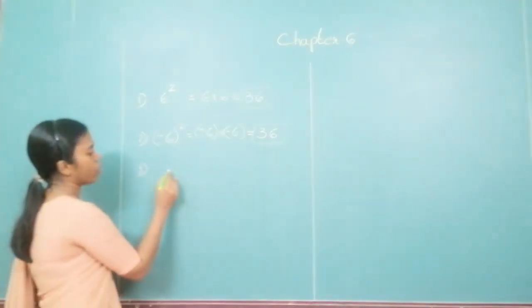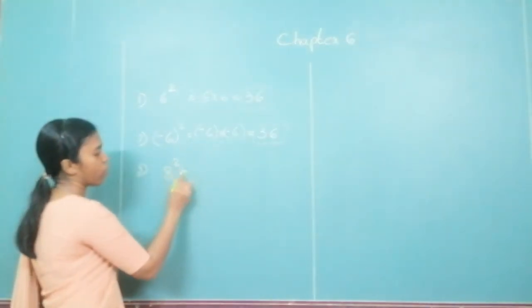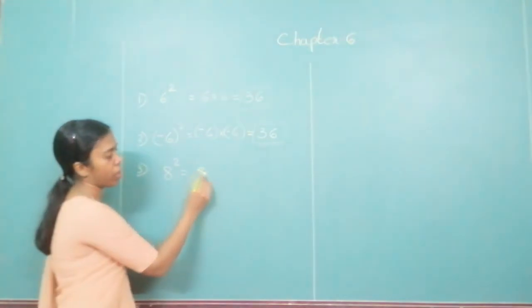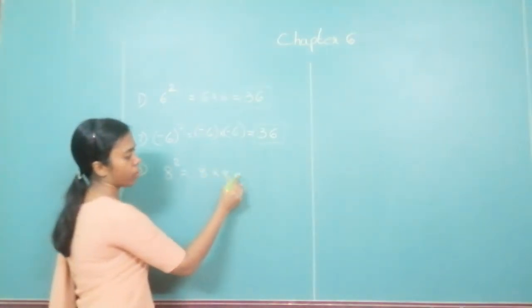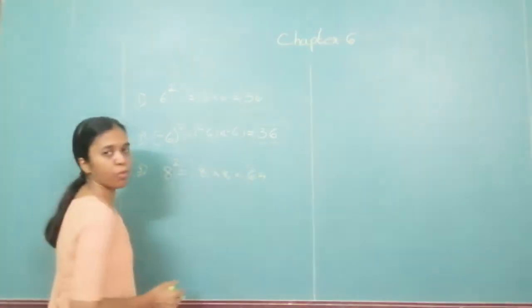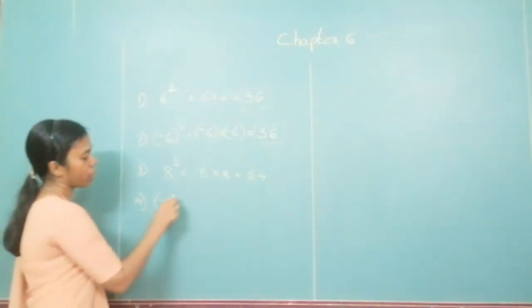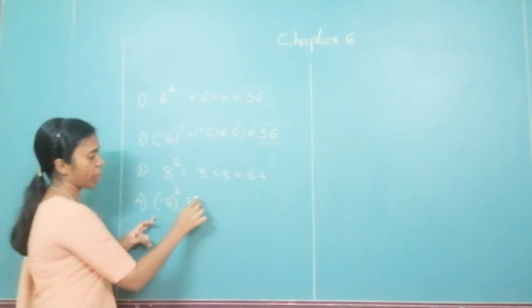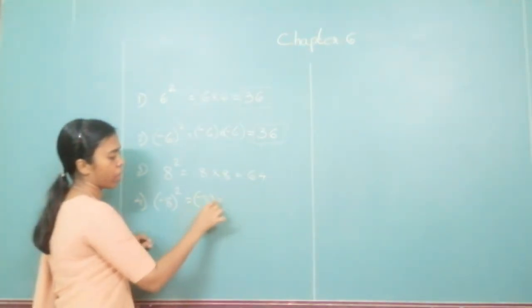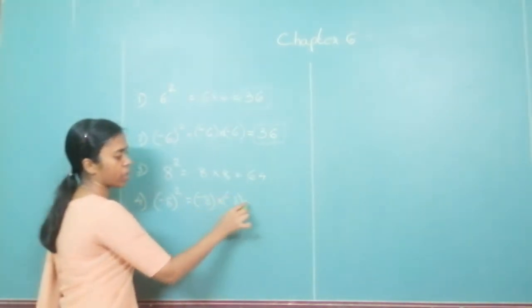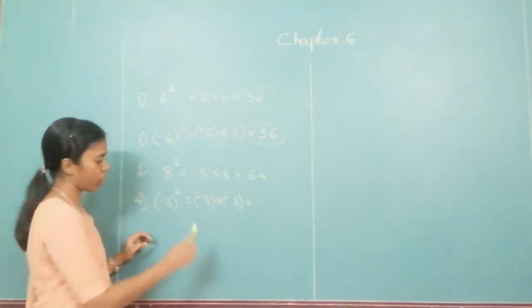Suppose I have 8 square. What is the meaning of 8 square? 8 into 8. How much is it? 64. What about minus 8 square? Minus 8 square means minus 8 into minus 8.